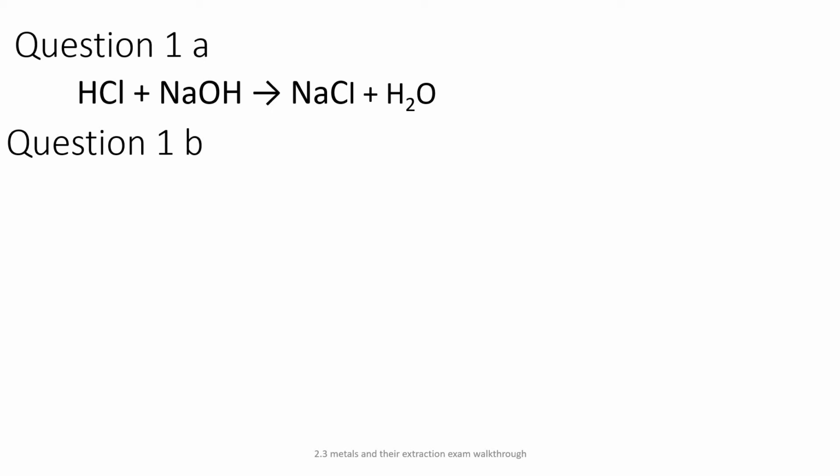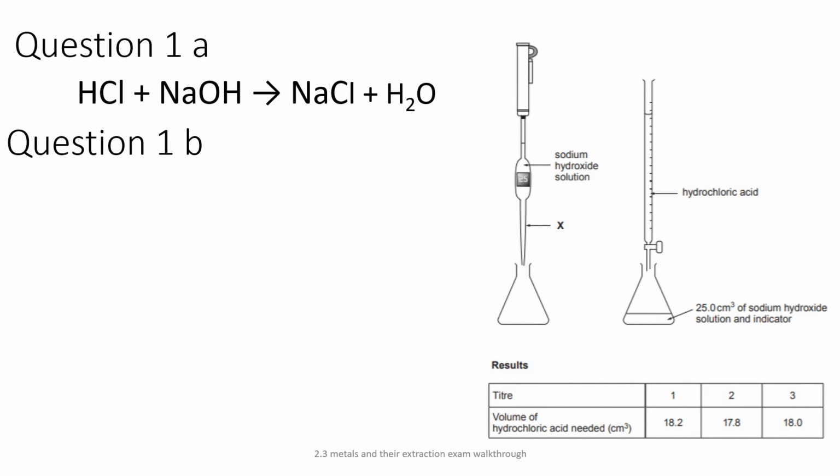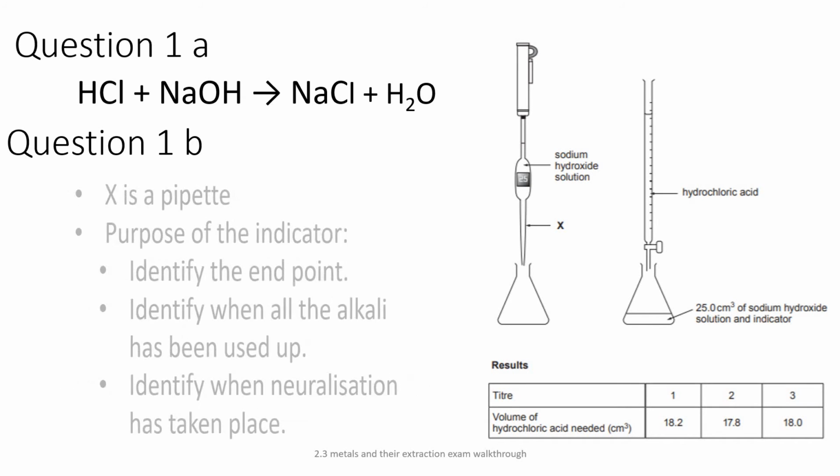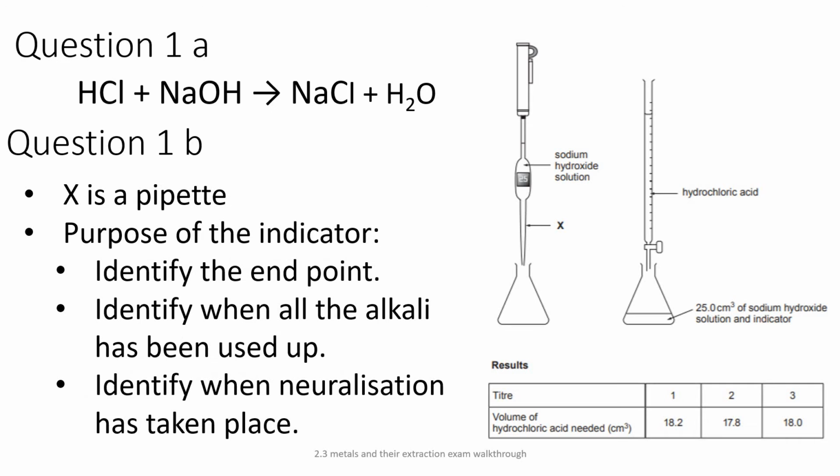The next part, X is a pipette, or a 25 millimetre pipette. And the final bit, the indicator, is used to identify when the endpoint is reached. The exam also accepts the other answers given. Let's just take a moment to work those out.